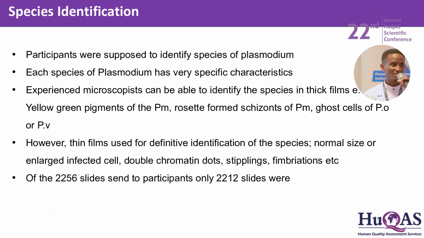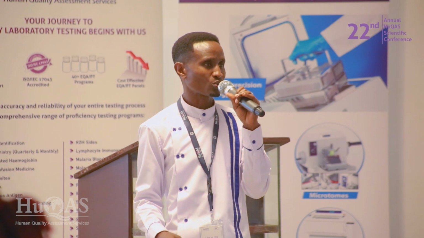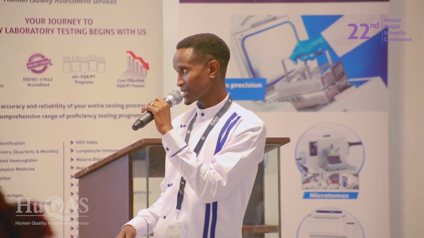Now, we go to the second aspect, which is species identification. After identifying whether a slide has malaria parasites, the participants were expected to go ahead and tell us which species of malaria parasite is in this slide. This depends on the skill of the microscopist to have the characteristics of each species at their fingertips so that they can pick the correct species for each malaria slide.